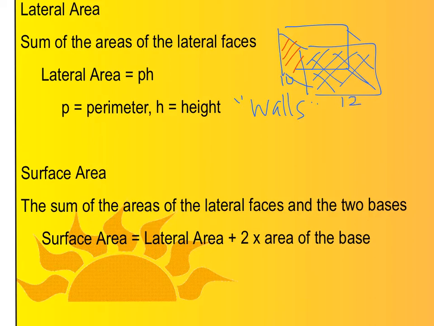In order to calculate our lateral area, we would take our dimensions, which the bottom has dimensions of 10 by 12, so we would calculate our perimeter, which is 44, and then multiply it by our height, 8, and we would end up with a lateral area of 352 square feet. We can also deal with the surface area, which is the sum of the areas of the lateral faces and the two bases. So this is going to be the walls, the ceiling, and floor.